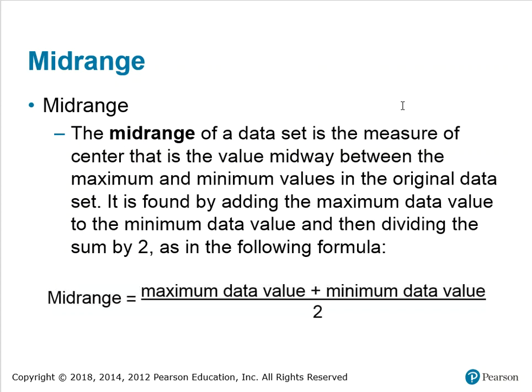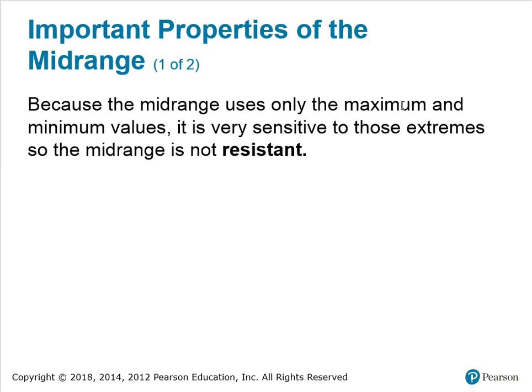Mid-range is the last one. It's not used as often. In the case of mid-range, you're going to add the minimum and the maximum, and then you're going to divide by 2. Because you're using the minimum and the maximum values, if those happen to be extreme values, they will cause it to be off, and so it is not resistant.